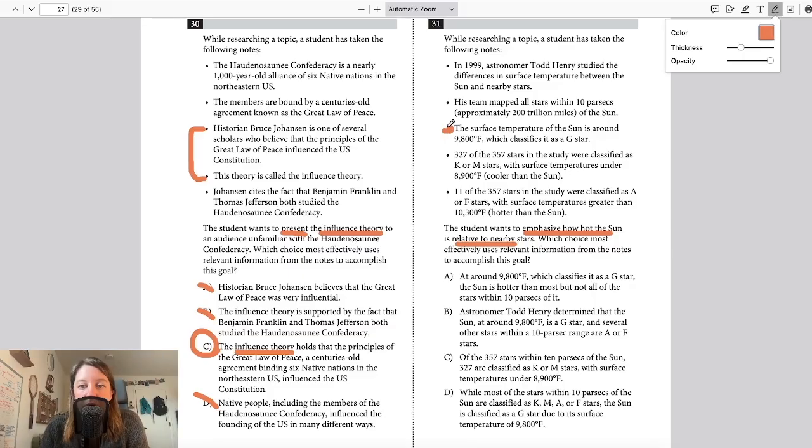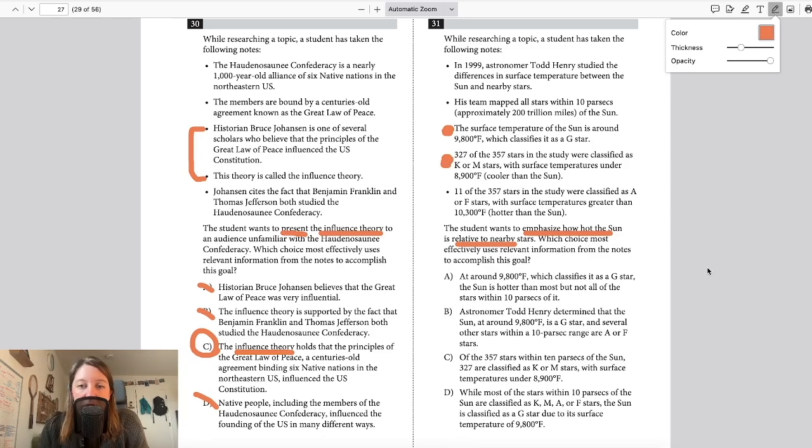Okay, so I like that bullet point because it gives us a quantitative measurement of how hot the sun, right? So we need to have that in order to create a relationship between it and the heat of other stars. So this says 327 of the 357 stars in the study were classified as K or M stars with surface temperatures under 8,900, so cooler than the sun. So that's the relationship, right?